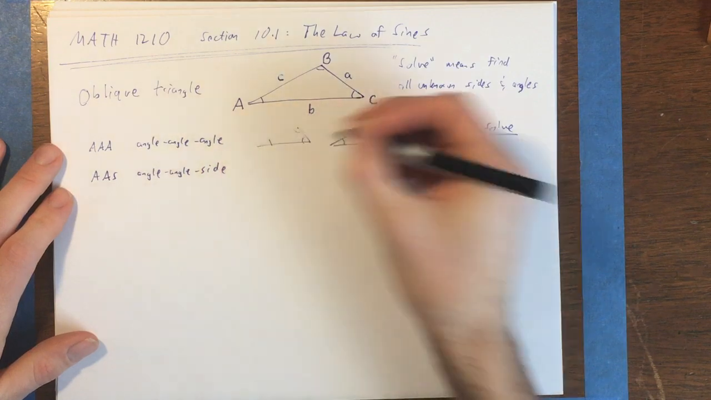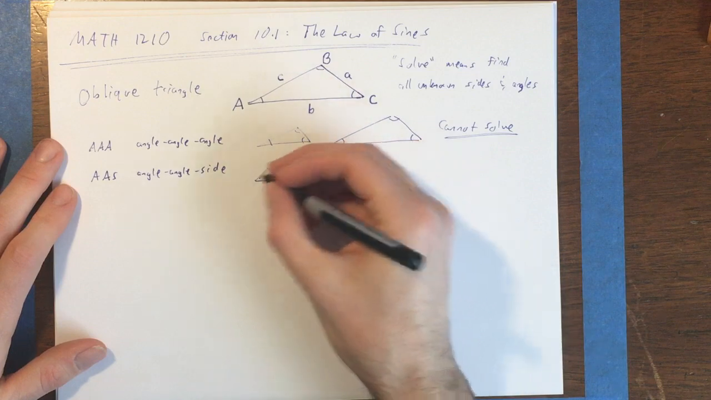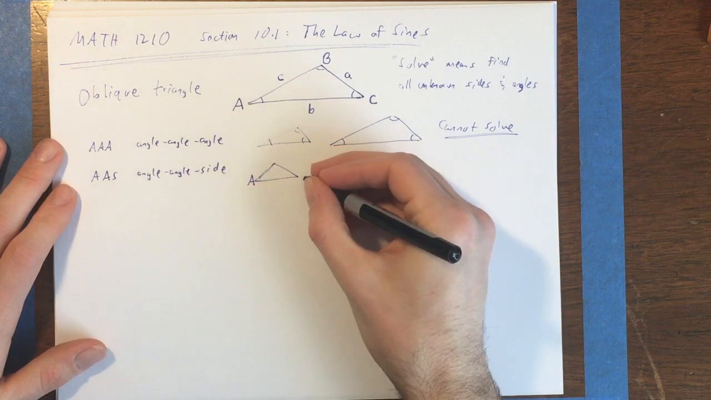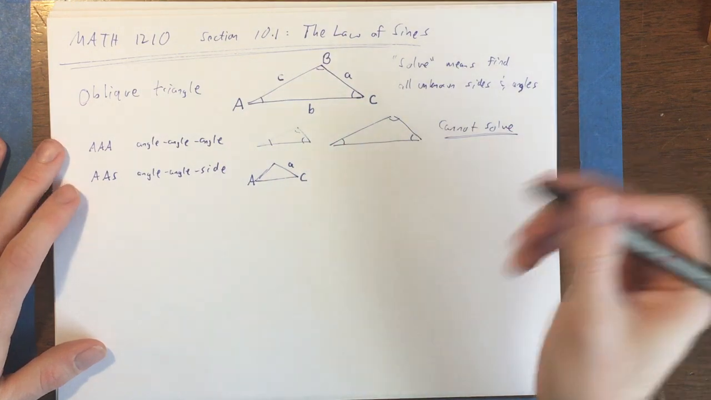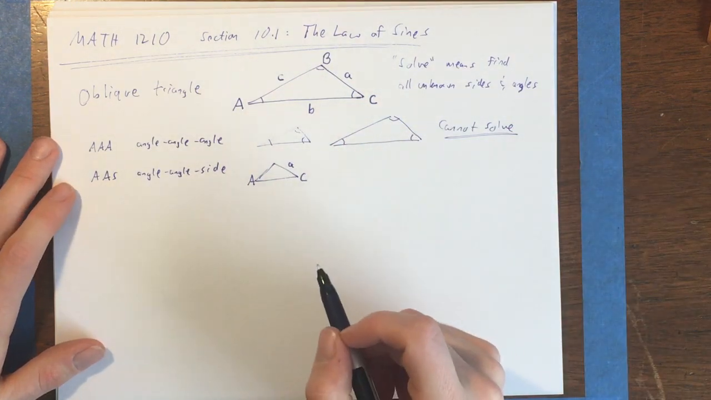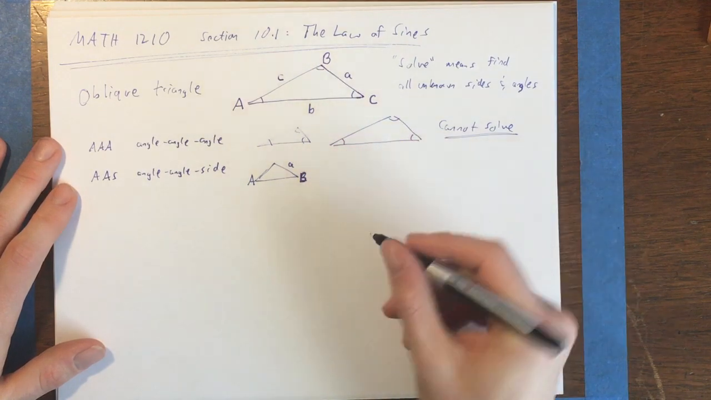The angle, angle, side case is where, let's see, I'm just going to draw a generic triangle here, is where you know an angle, another angle, and then you know a side. And if you go around the triangle, actually I'm going to call this one B just for consistency.